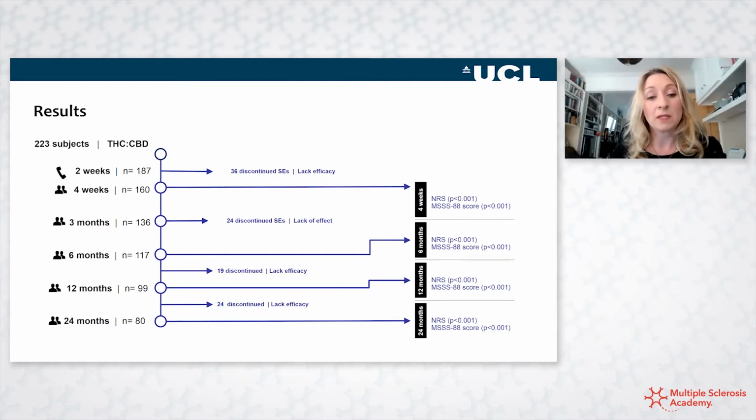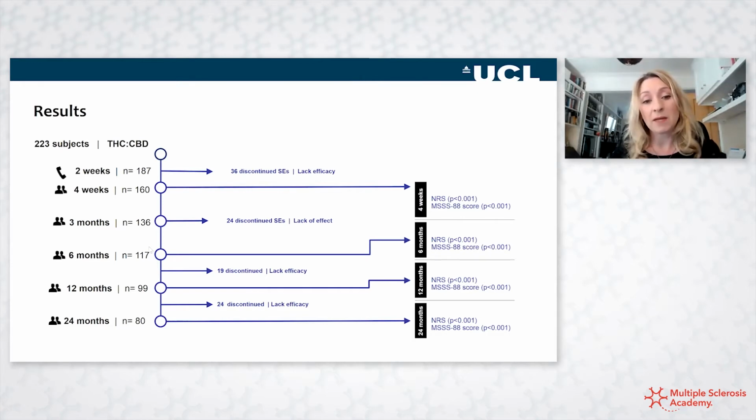But as you can see, we continued to lose people. By 3 months, it was down to 136, so about 60% of people appear to be responders. And I think this is really in line with the real world data, which is slightly different to an RCT finding. But what you can see is that by 2 years, we have 80 out of the initial 223. So this is just under 40%.